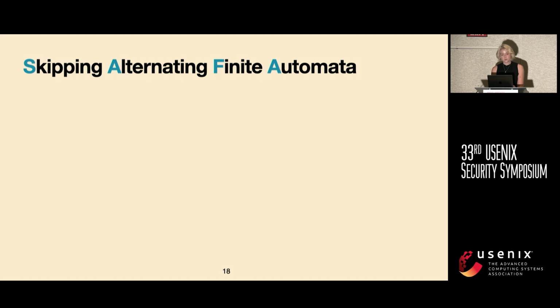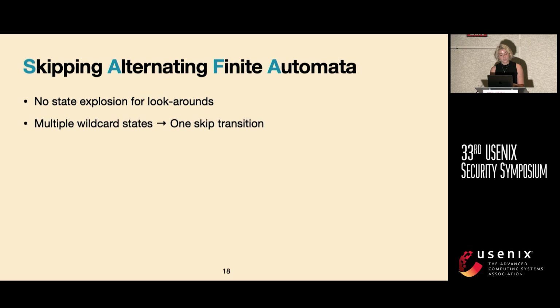Like I mentioned, we introduced a new class of automata called skipping alternating finite automata. And these automata have two key features. First, they don't have a state explosion when instantiating lookarounds. This is obviously good for complex regexes. Additionally, SAFAs take the intuition that with zero-knowledge proofs, if you have multiple wildcard states, we don't actually care what those characters are. They're wildcards. They can be anything. They just have to exist.